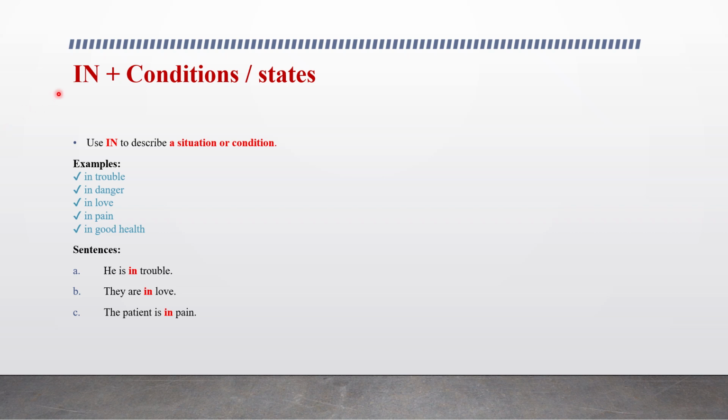We also use the preposition in to talk about conditions or states. The conditions or states can be kind of a situation, or we are looking at a condition that you can be in, or someone can be in, or something can be in. Like for example, you can say someone is in trouble. You can say someone is in danger, or someone is in love, someone is in pain, someone is in good health. These are just conditions or a state or a situation.